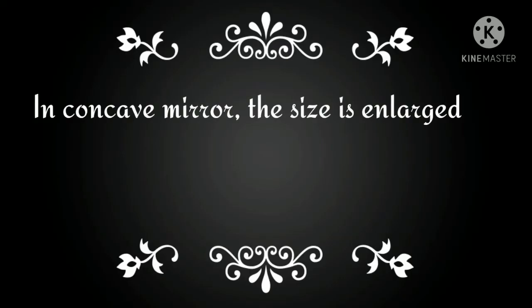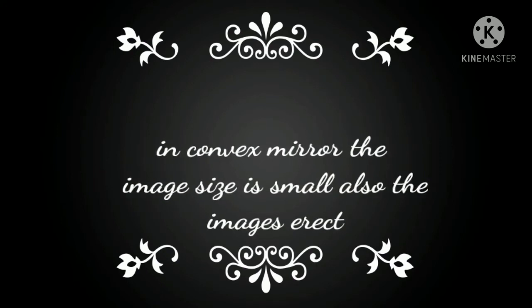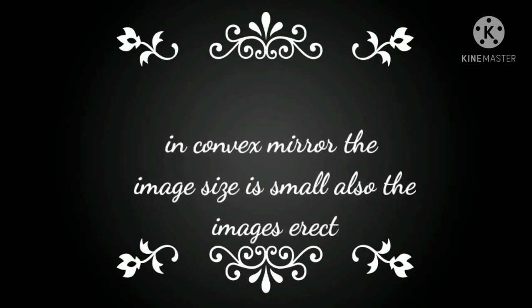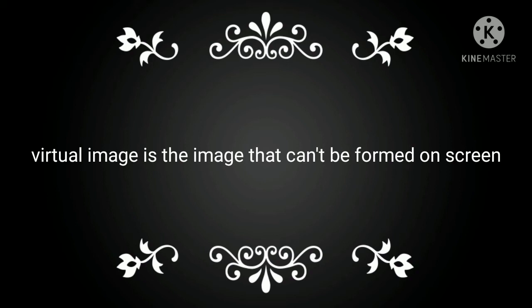In concave mirror, the size is enlarged. In convex mirror, the size is small and also the image is erect. Real image is an image that can be formed on screen. Virtual image is an image that can't be formed on screen.